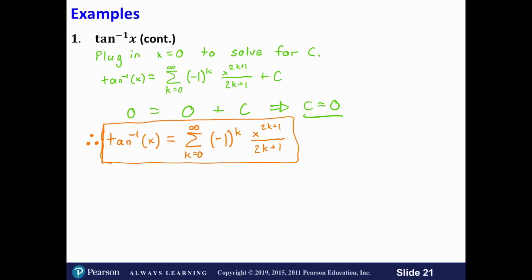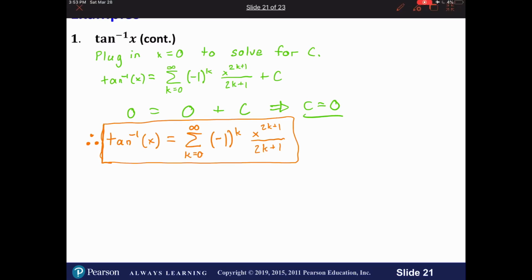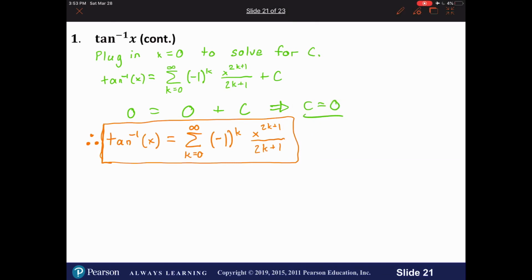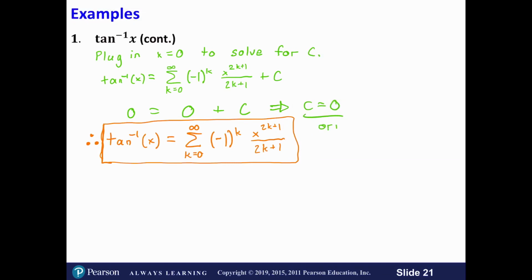All right, so the original interval of convergence was negative 1 to 1. That was for 1 over 1 plus x squared. And so if we check both endpoints, they actually will both converge.